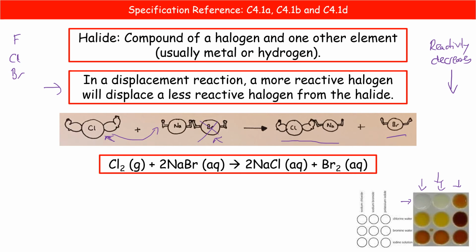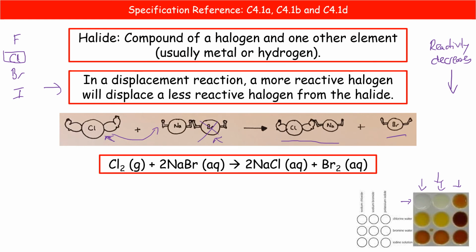So let's have a look at the top row first of all. Okay, so our top row here, this is all chlorine water that we've got. So chlorine is on its own. And remember, here is our chlorine. Put iodine in as well for us. So when we're looking at chlorine on its own, if it's more reactive than the halogen in the salt, it's going to take its place. So we should see a colour change.